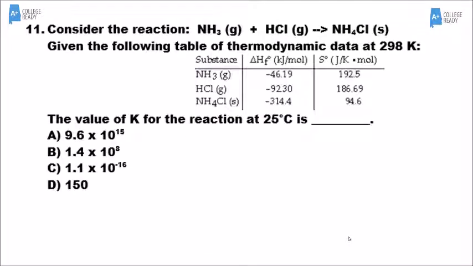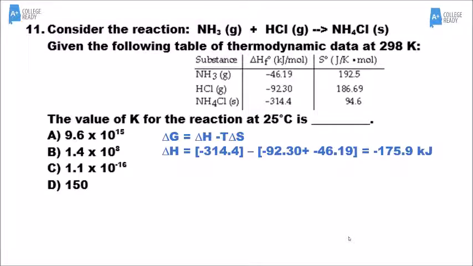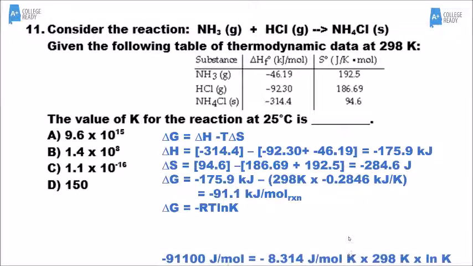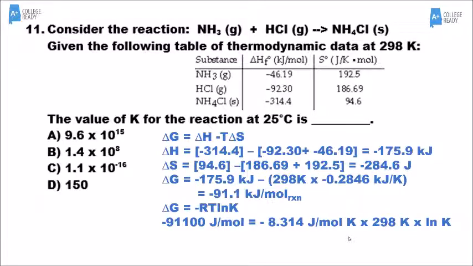This is very similar to the previous problem. We can use the information to find delta H and delta S. We plug that into the delta G equation. We get a final answer, and then we plug that into the delta G equals negative RT ln of K, remembering to make it joules, not kilojoules, and we solve for the natural log of K.